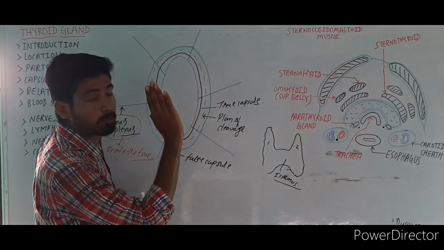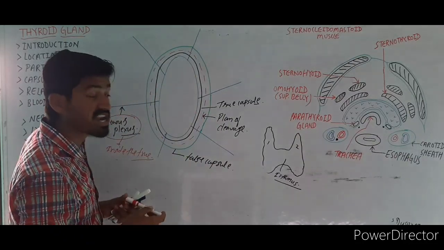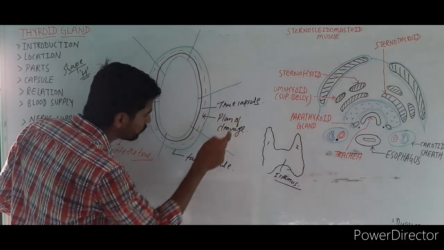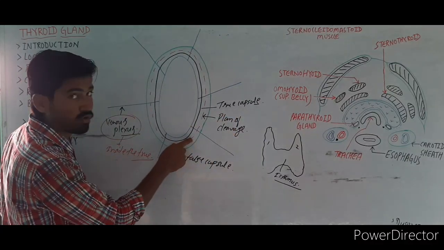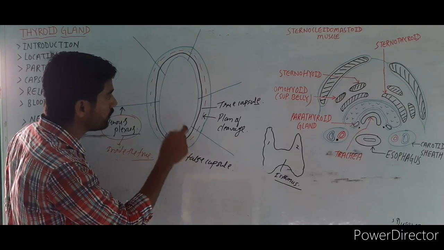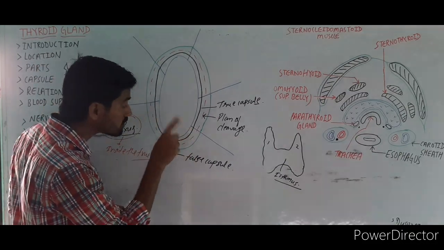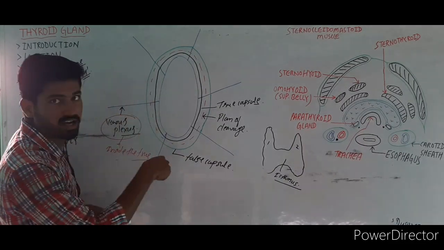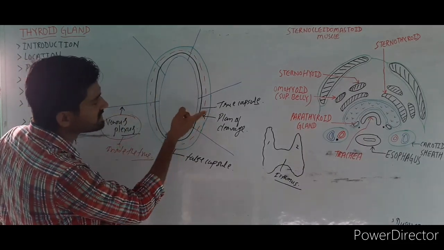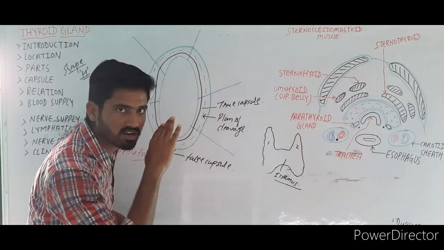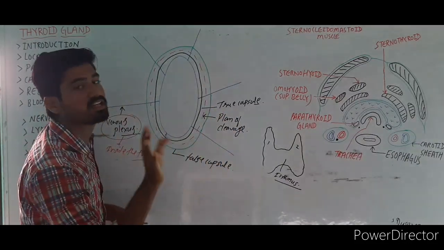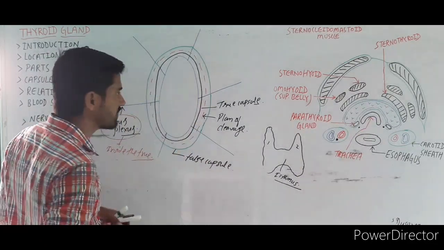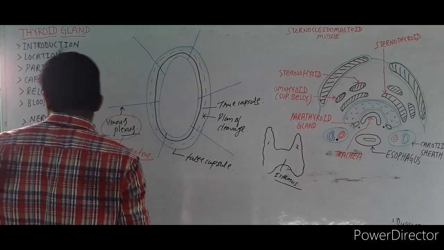so we can easily remove it. But in the case of the prostate gland, this venous plexus is present between the true capsule and the false capsule. So whenever you do any surgical procedure in the prostate gland, hemorrhage will occur, because this venous plexus will be cut. But here, the venous plexus is present inside the true capsule, so you can remove the thyroid gland from the true capsule. There will not be any bleeding, so hemorrhage will not occur. Right, so this is about the capsules.